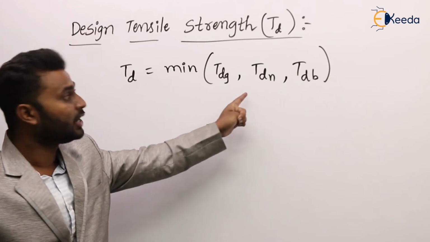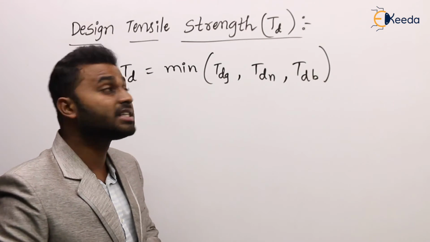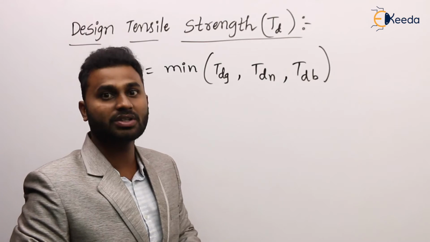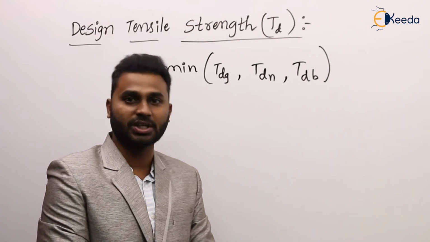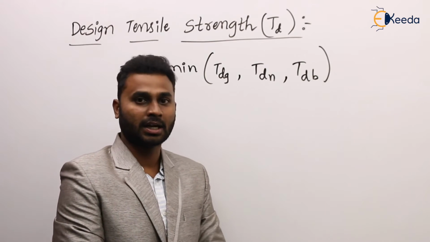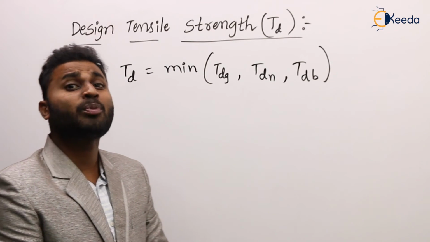So out of these three, whichever is minimum, that is taken as a design tensile strength. So this is the design tensile strength of a tension member. So this is the procedure. Okay, we have discussed in detail. Clear? Now let us discuss the procedure.